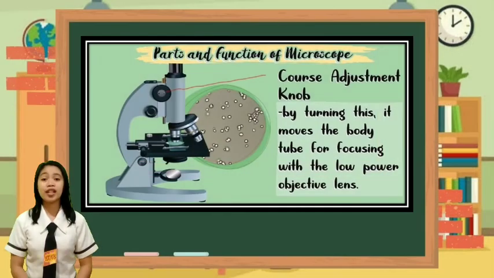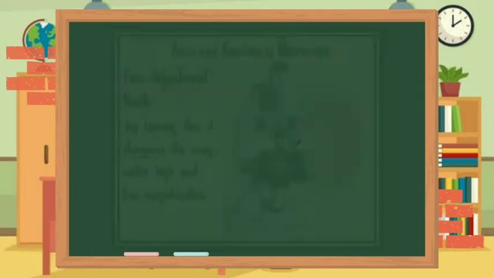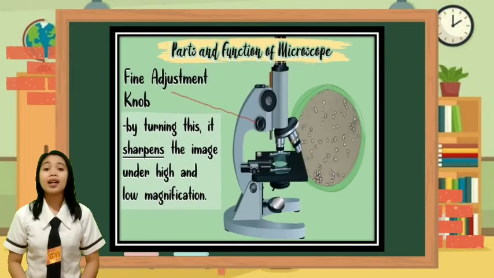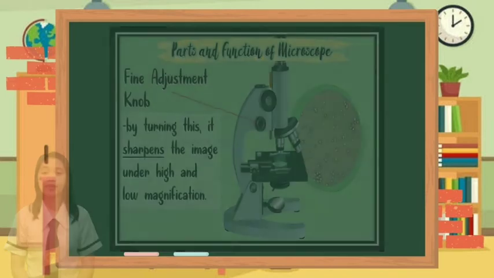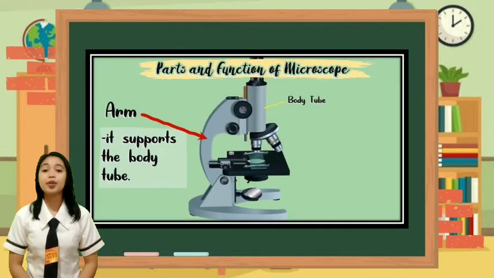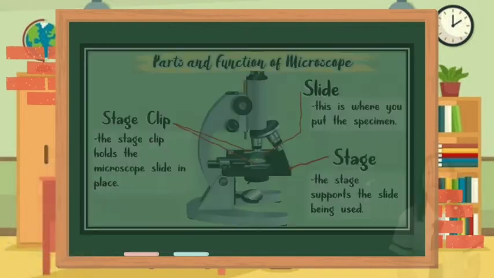The coarse adjustment knob, by turning this, it moves the body tube for focusing with the low power objective lens. The small knob is making the image clear. The fine adjustment knob, by turning this, it sharpens the image under high and low magnification. The arm, and it supports the body tube.